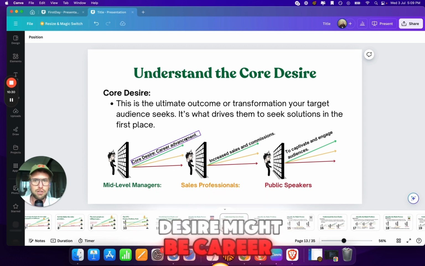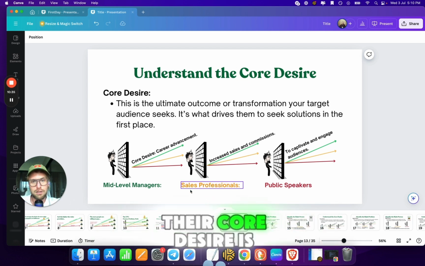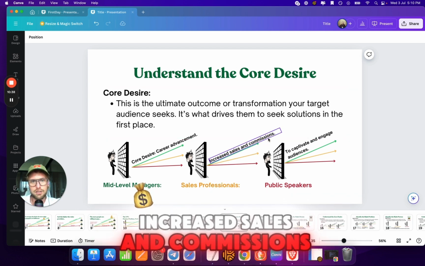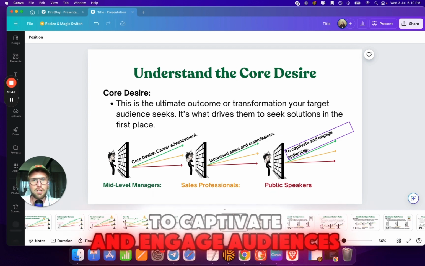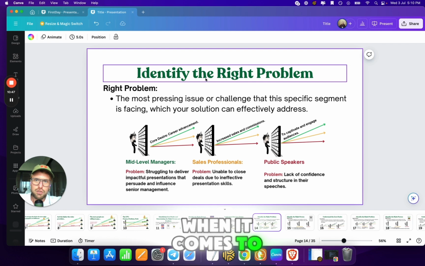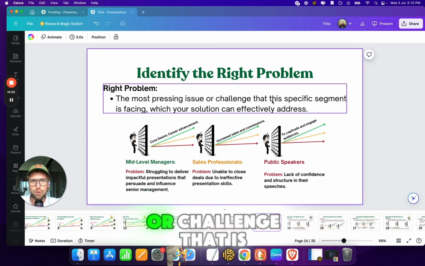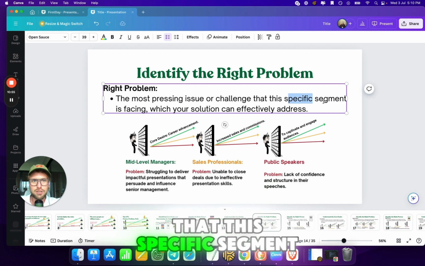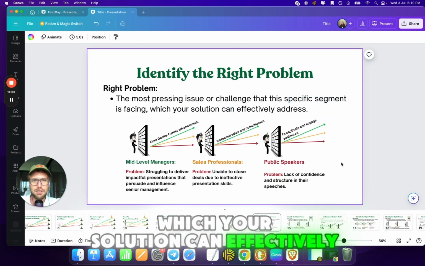But a core desire might be career advancement. Would make sense, right? For sales professionals, probably their core desire is increased sales and commissions. And for public speakers, their core desire is to captivate and engage audiences. Now, what we'll see when it comes to identifying the right problem is the most pressing issue or challenge that this specific segment is facing, which your solution can effectively address.